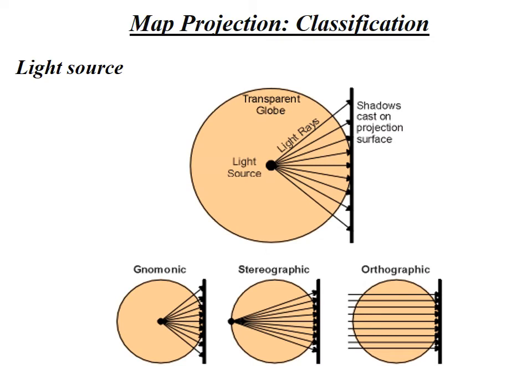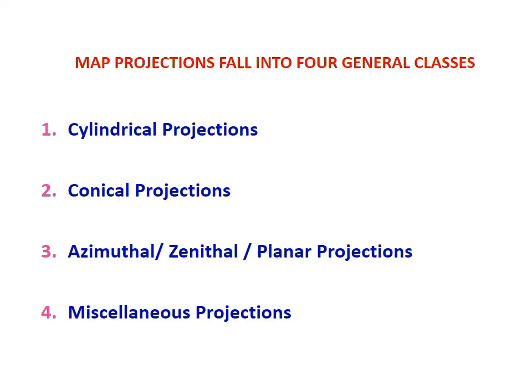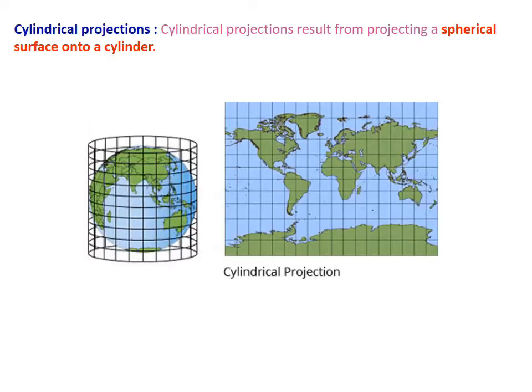And based on the light source, how do we classify map projections? In gnomonic, the viewpoint lies at the center of the globe, whereas in stereographic, the viewpoint lies at the opposite pole, and in orthographic, the viewpoint lies at infinity. Basically, map projections fall into four general classes: cylindrical projections, conical projections, azimuthal, zenithal or planar projections, and miscellaneous projections.